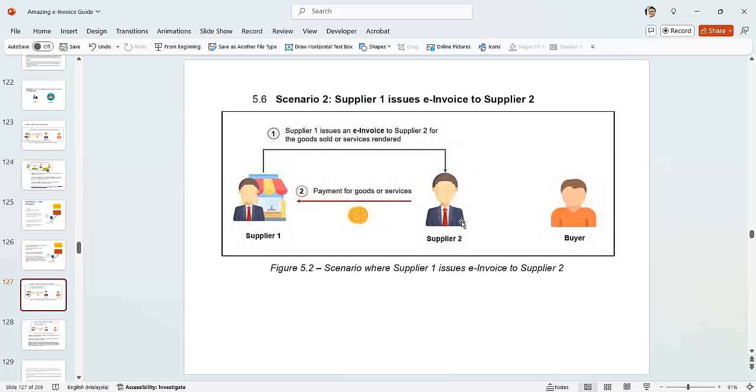So here we have supplier 2 and supplier 1 now. Notice that this is different from the earlier example. Here, the first supplier issues an e-invoice to supplier 2 for the goods. So here, supplier 2 is really totally representing the buyer, and supplier 2 will just make payment to supplier 1. So you can see this is very much a middleman, right? Now let's take a look here.